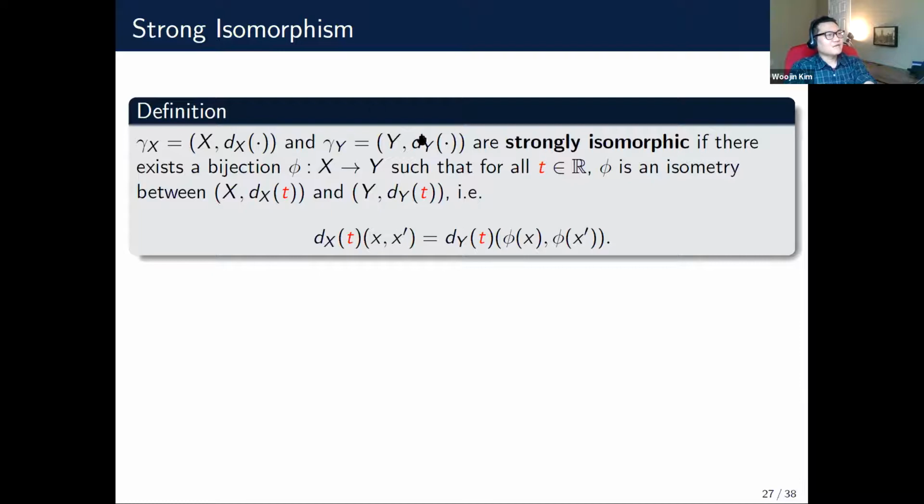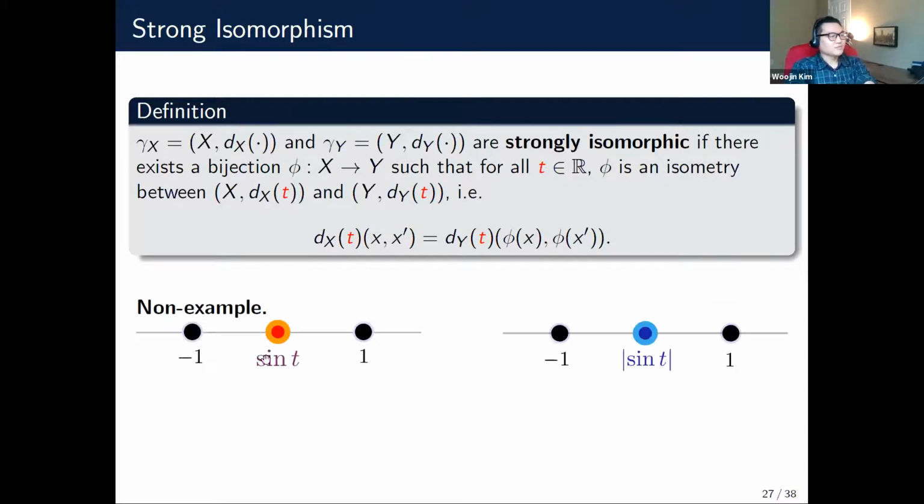Two dynamic metric spaces are called strongly isomorphic if there exists a bijection from one underlying set to the other underlying set, such that for every time, this bijection serves as an isometry between the fixed metric spaces.